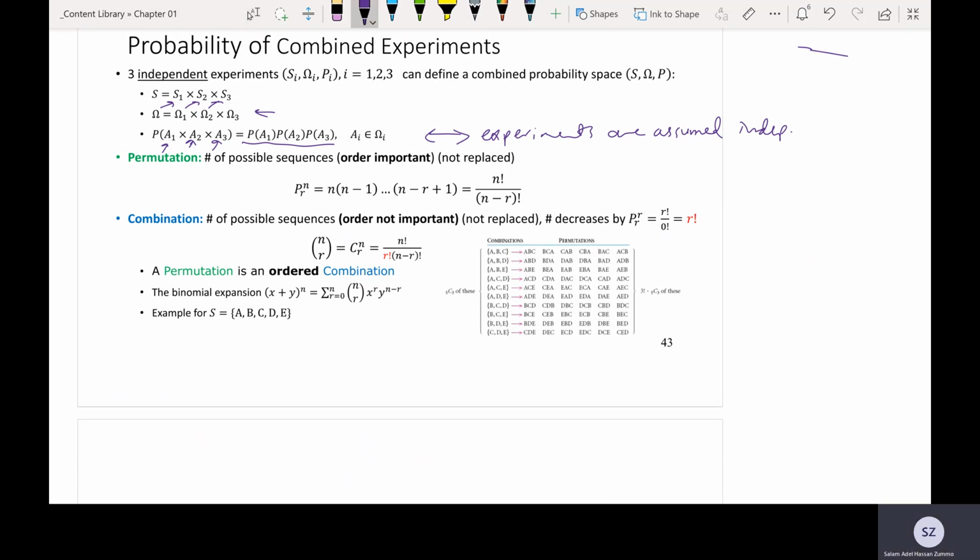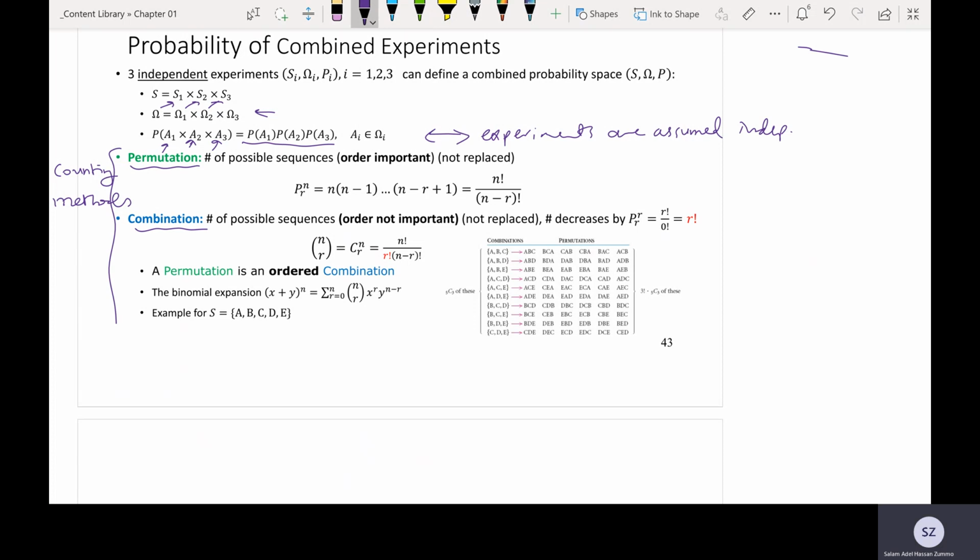Now we start counting methods. The very basic counting methods are permutations and combinations.